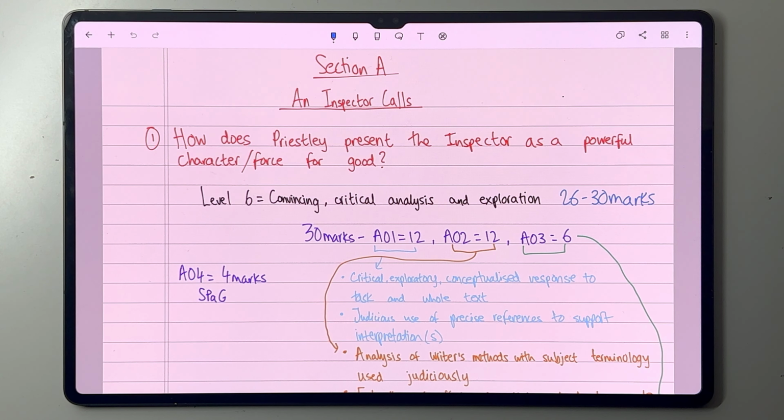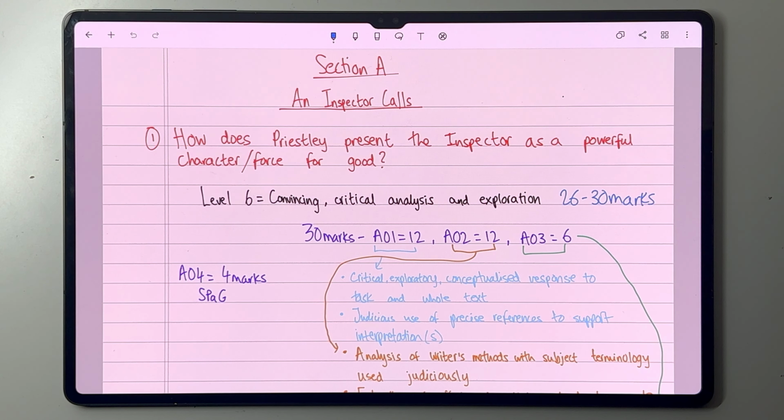So for section A, we have An Inspector Calls. So to those of you studying An Inspector Calls, we have some predicted questions that may appear in your exam. So starting off with question 1, it begins: how does Priestley present the Inspector as a powerful character/force for good? So this is a potential exam question which may appear in your exam.